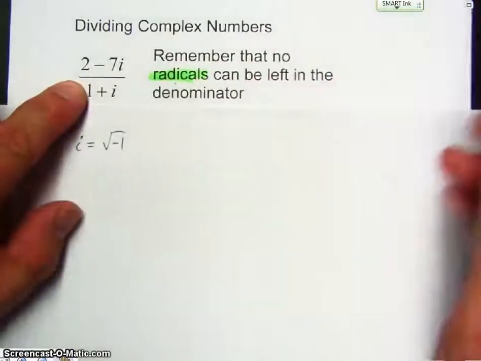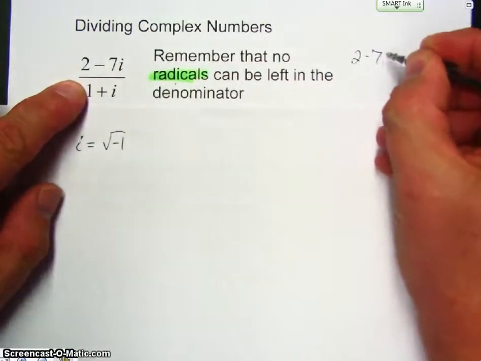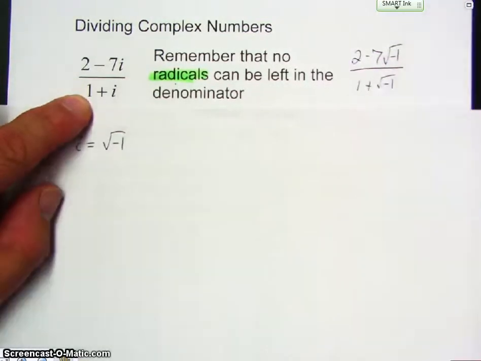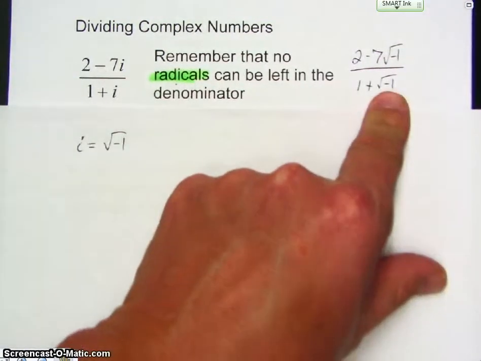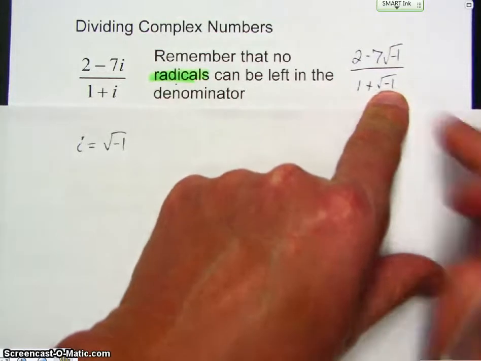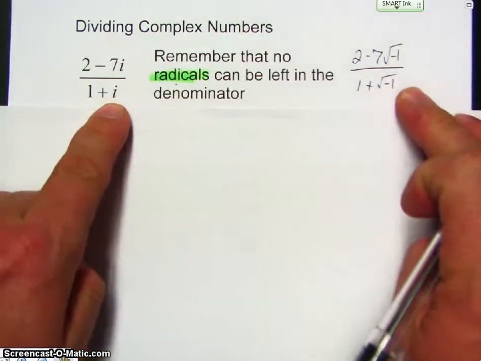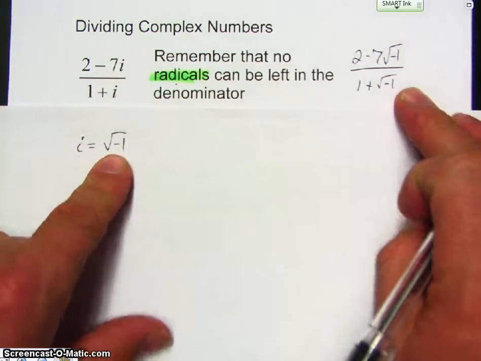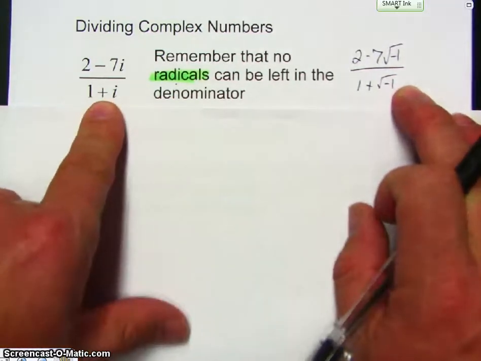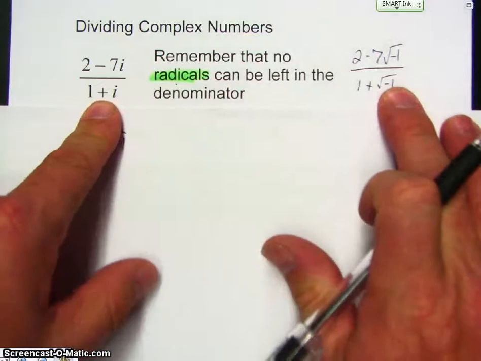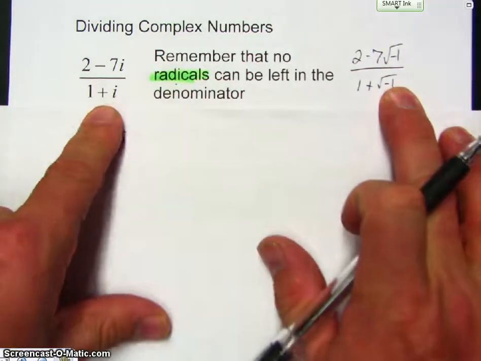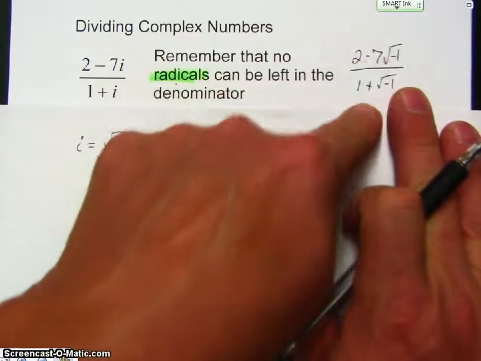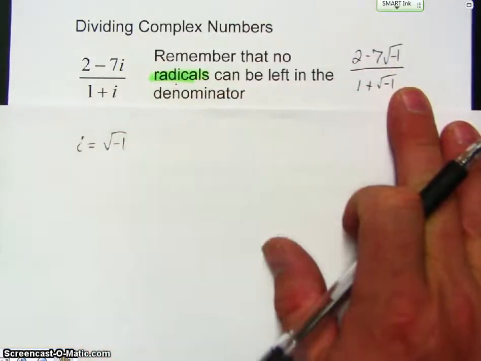So really, I can take this and rewrite it as 2 minus 7 square root of -1 over 1 plus the square root of -1. See here, we have a radical in the denominator. It's kind of disguised, but you have to remember, i is equal to the square root of -1. Can you see how this looks a lot nicer than with all these radicals and negatives inside of them? That's one of the reasons why a lot of people like to use i's. It makes this mess look a little bit more manageable to work with.